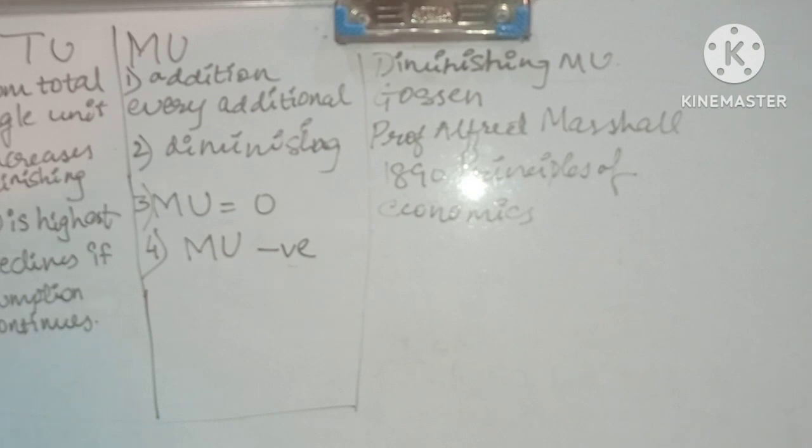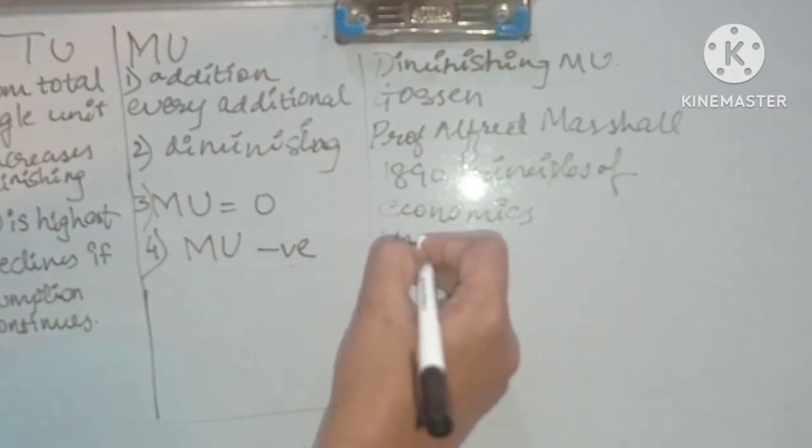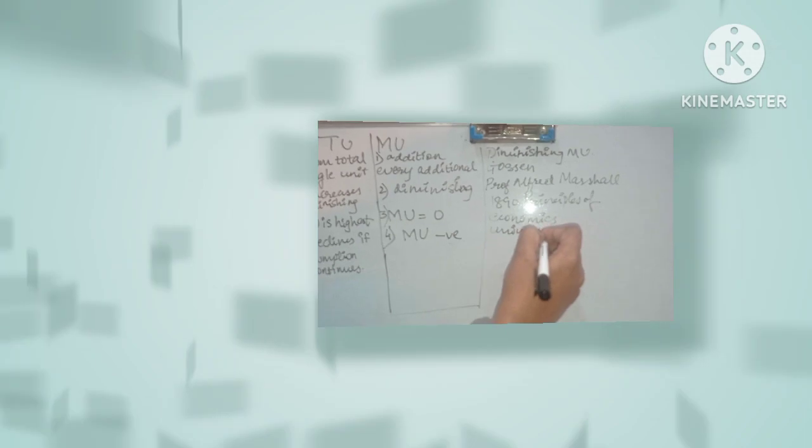The law of diminishing marginal utility is universal in character. How is it universal? It can be applied to the whole universe. That's why.